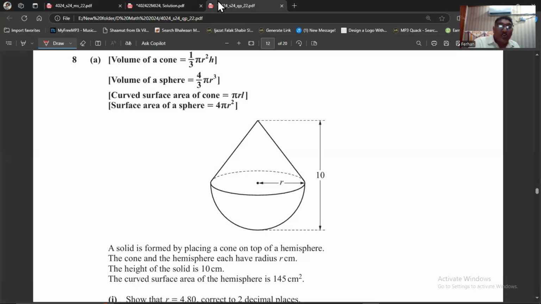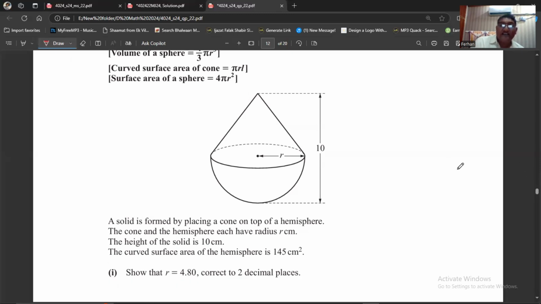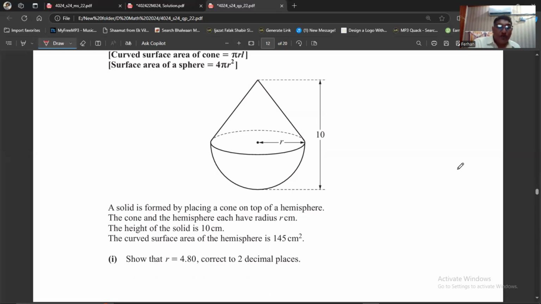So here we have a solid. A solid is formed by placing a cone on top of a hemisphere. The cone and the hemisphere each have radius r centimeter. The height of the solid is 10 centimeter. The curved surface area of the hemisphere is 145 centimeter square. The curved surface area, which is pi r L, that is given. Okay. Then they say, show that the radius is equal to 4.8, correct to 2 decimal places.